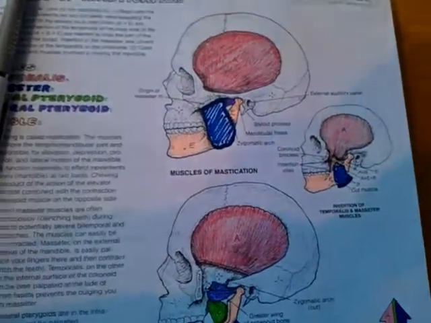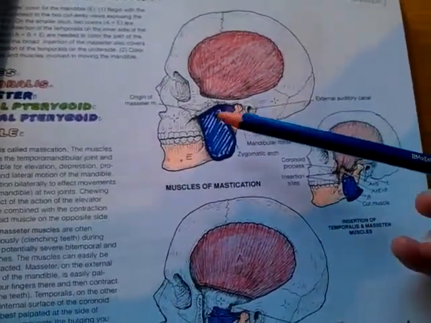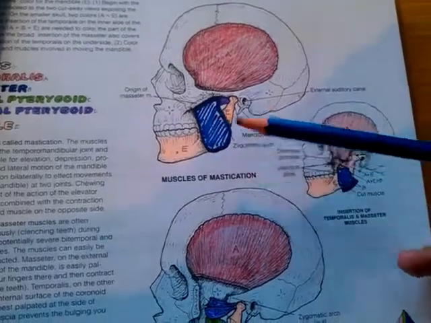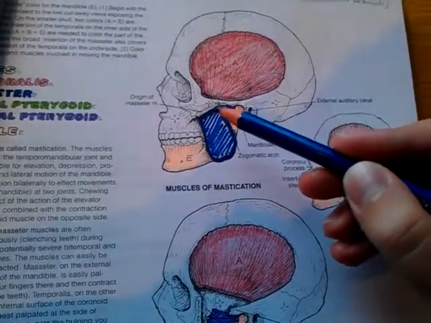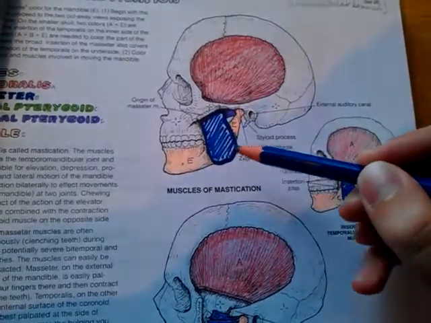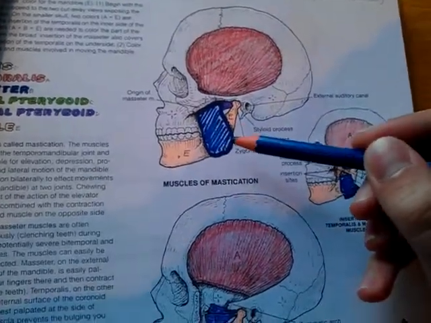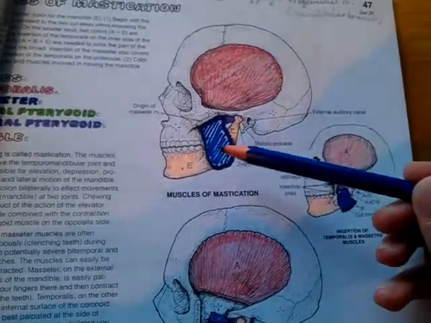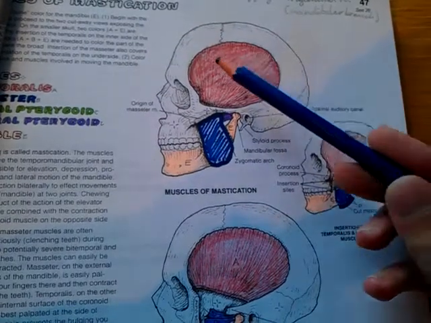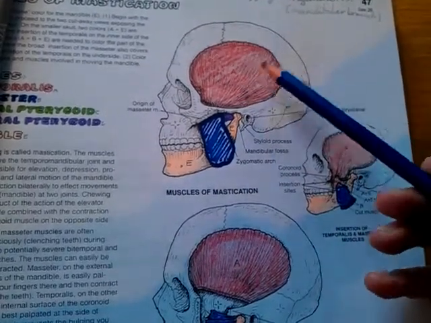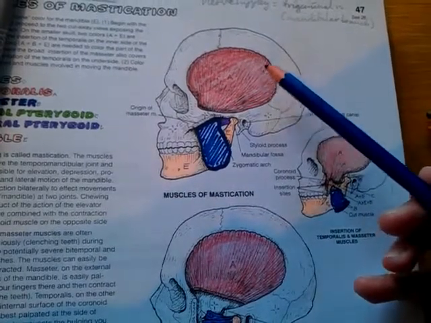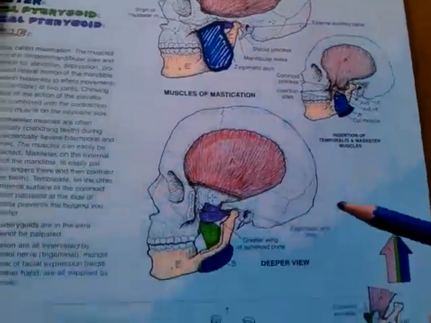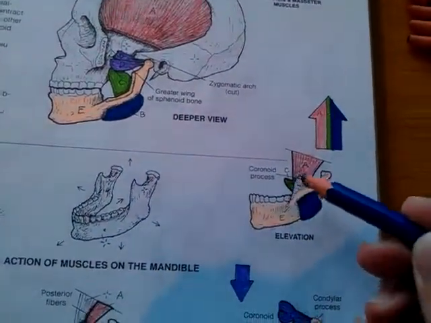The masticatory muscles move the temporomandibular joint. The masseter muscle originates on the zygomatic arch and inserts on the masseteric tuberosity on the mandible, on the angle of the mandible. The temporal muscle originates on the temporal fossa and inserts on the coronoid process of the mandible.